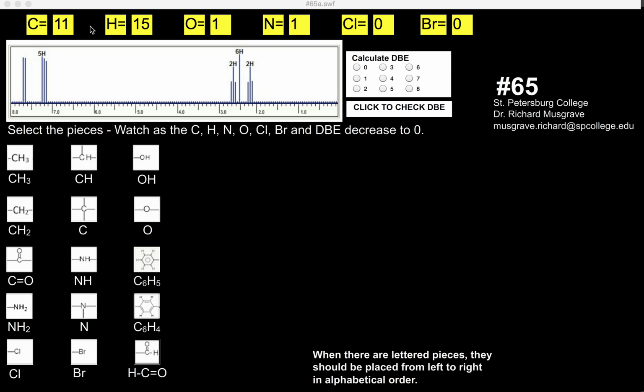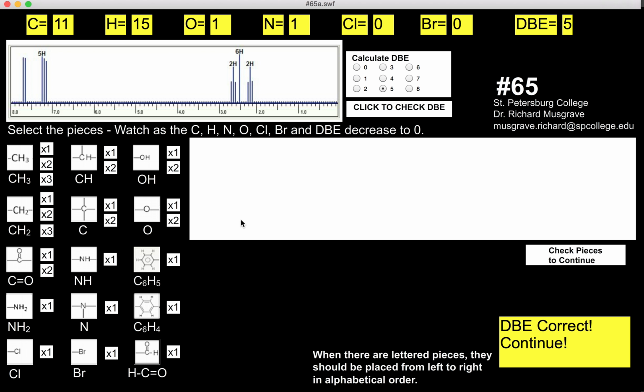This one here is C11H15ON, and that would be 5 double bond equivalents. We have an aromatic ring here, C6H5. It's in the 7 to 8 aromatic region. We've got 2 CH2 groups, and we've got a 6H here, that's going to be 2 CH3s.